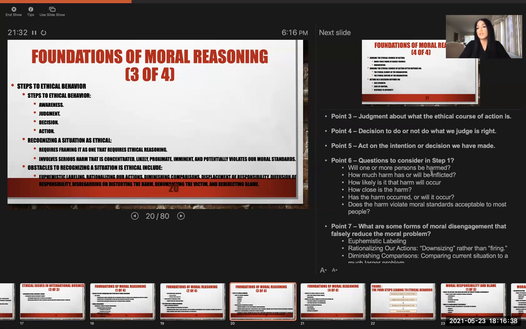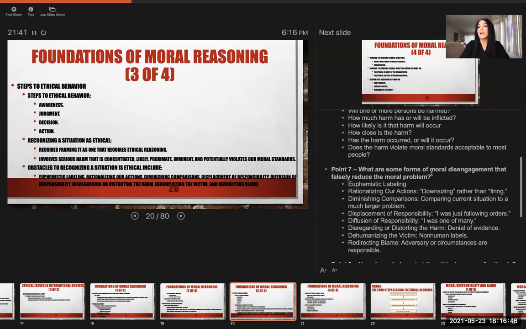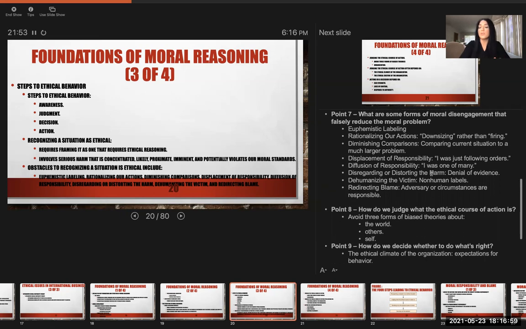Now, the questions to consider throughout this process: will one or more persons be harmed? How much harm has or will be inflicted? How likely is it that the harm will occur? How close is the harm? Has the harm occurred or will it occur? Does the harm violate moral standards acceptable to most people?